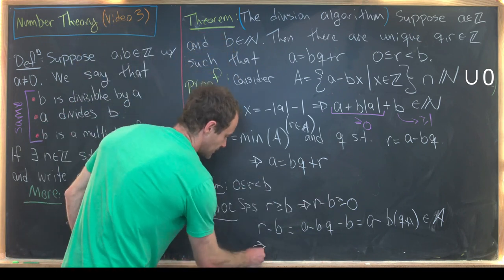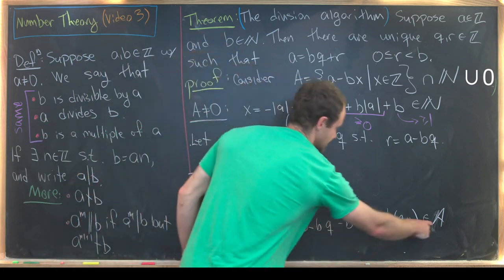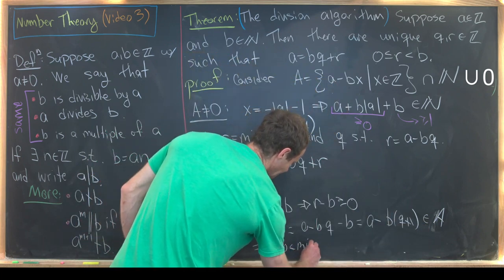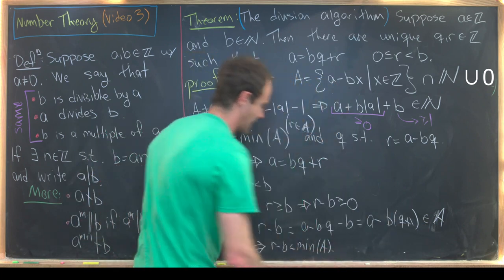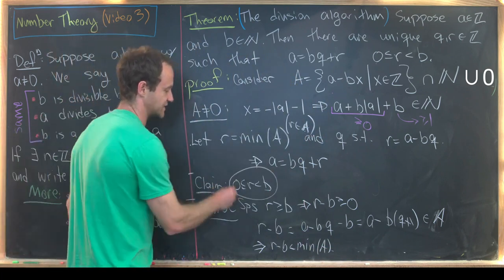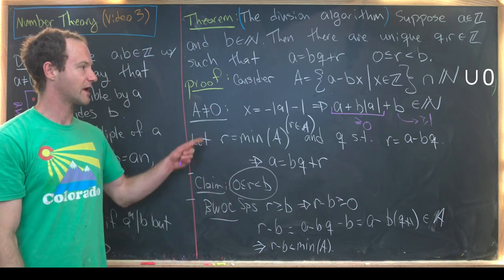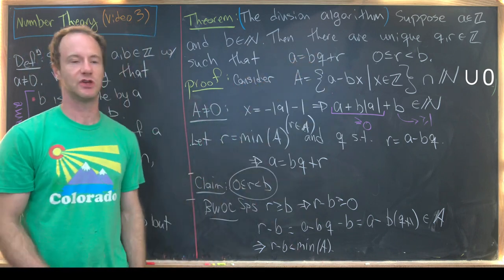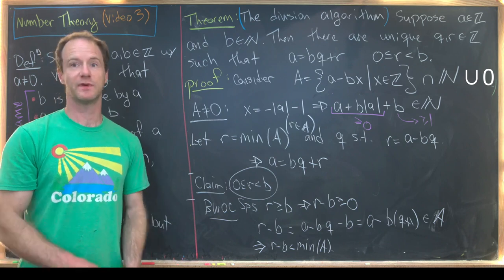But let's see, we've got R minus B is in A, but R minus B is less than the minimum value of A. But that contradicts the minimality of R and finishes the proof of this claim. Okay, so there's one last thing to do, and that is prove the uniqueness of Q and R. So let's jump into that.